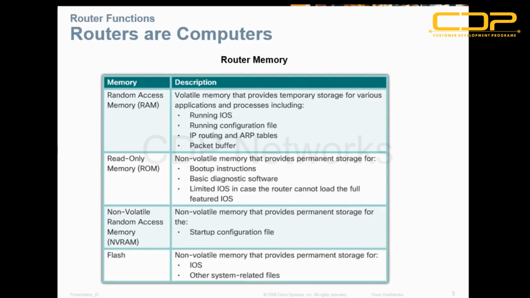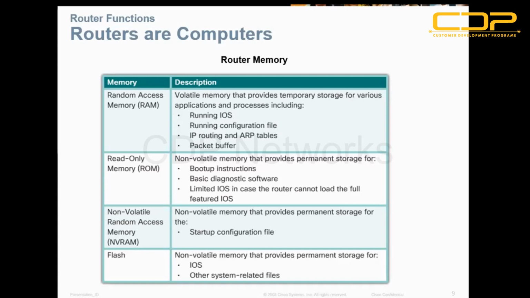The second memory is called read-only memory. That is called ROM. That is called non-volatile memory. This is permanent storage of the router. Basic diagnostic software is stored in the ROM. Boot up program or boot up instructions, some preliminary instructions, are stored in the ROM. A limited IOS is there in case the router cannot load the full featured IOS, right?